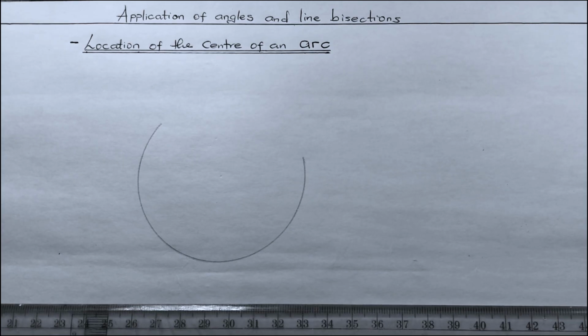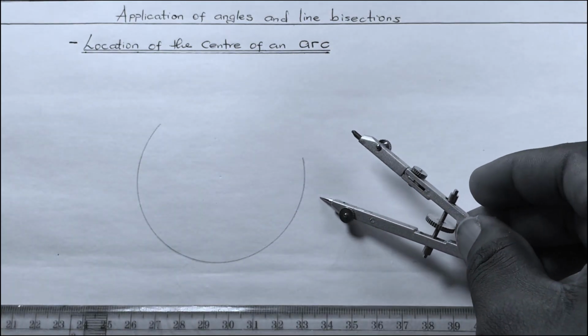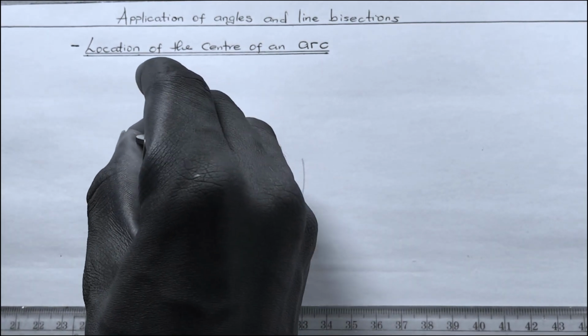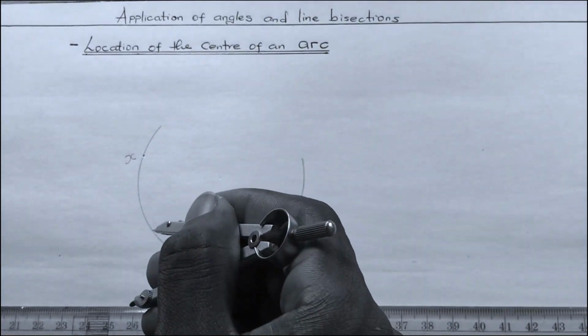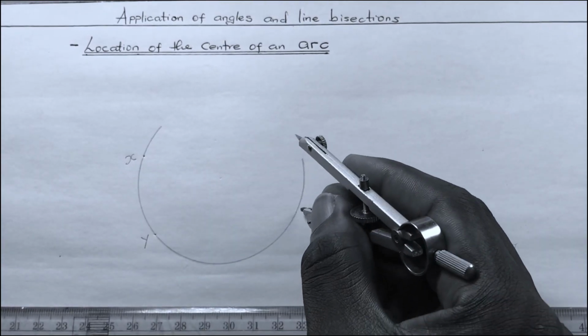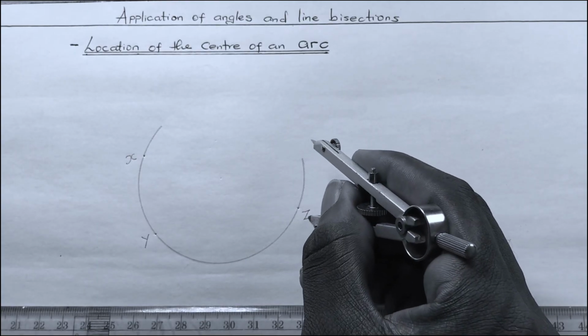So to locate the center of an arc, the first thing to do is to get the arc we are about to locate the center of, and the second thing is to pick any 3 points on the arc. So we pick the first point as point X, the second point as point Y, and the third point as point Z.